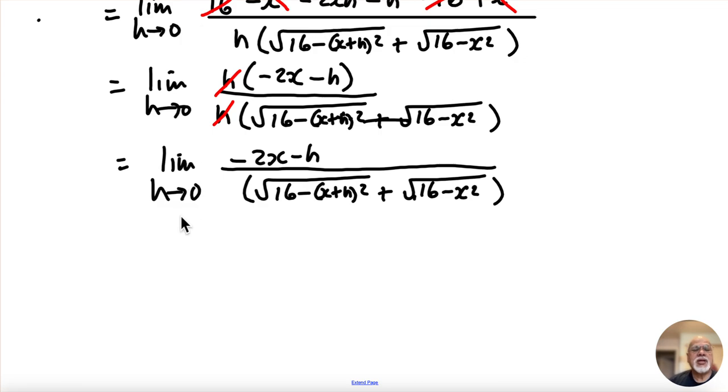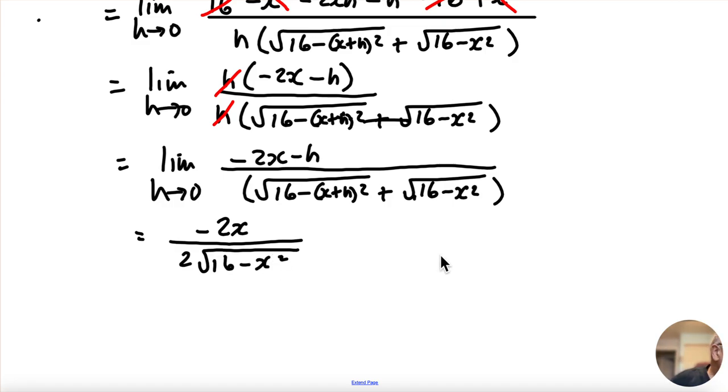So now as we take the limit as h goes to 0, you can see that the top will just end up being negative 2x, because h has gone to 0, all over, and if h goes to 0, we end up getting the square root of 16 minus x squared here, and another one there. So we got two of these radicals now, 2 times the square root of 16 minus x squared. And now the 2's cancel. And so now we just need to figure out when is that slope of tangent equal to 3/2.